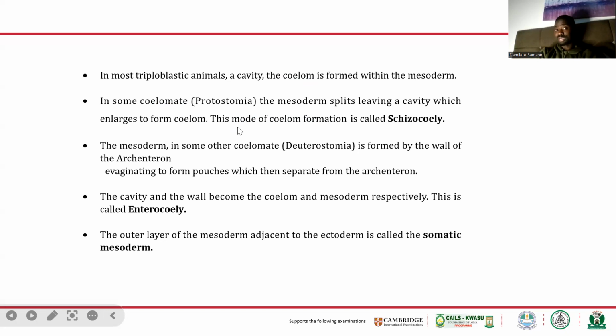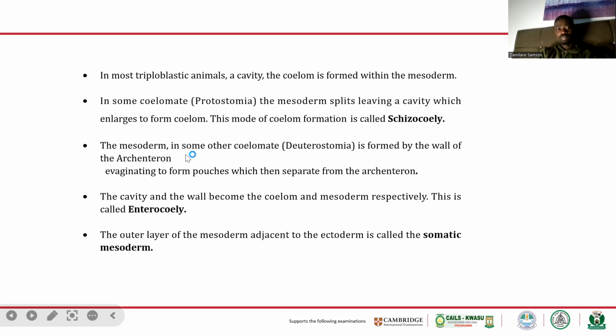These are short answer questions that they can ask you. So they can say coelom is called dash in protostomia coelomate. So you should be able to have this. I've come across it in JAMB questions many times. So try to get that.